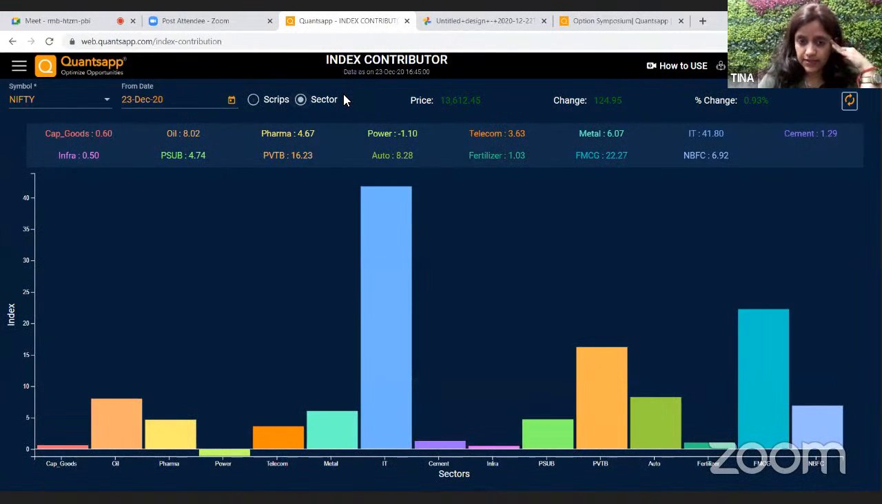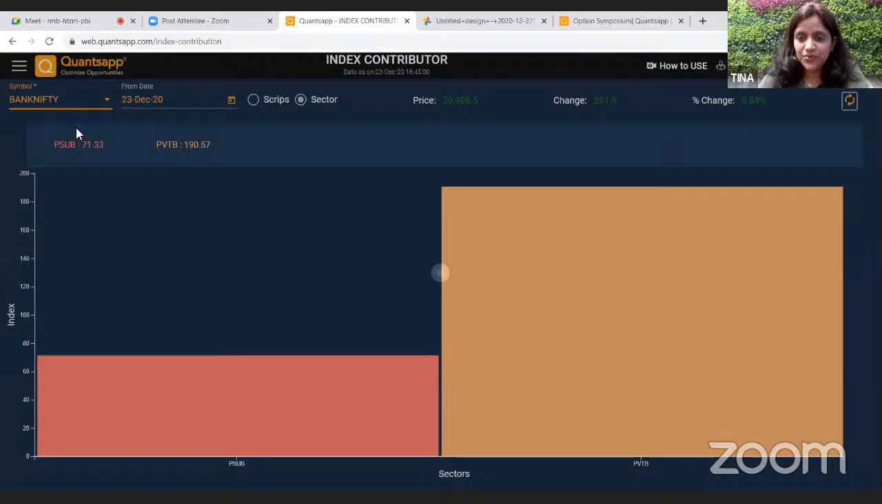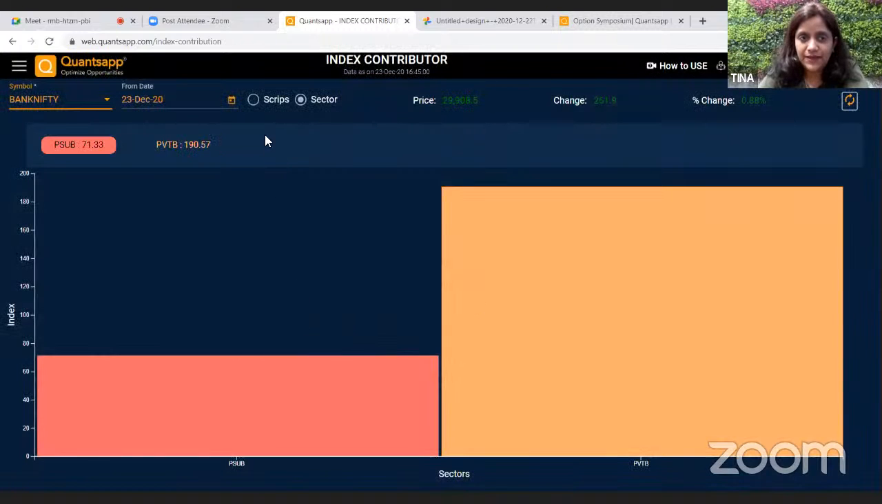Then you can do this by sector and see how the contribution moves. IT was the top gainer: 42 points were contributed by IT, followed by FMCG at 22, then private bank at 16, then auto and oil. Among the laggards, we had only power and hardly anything else. So it was broader market participation, right? Now, for Bank Nifty, there are only two: the private sector banks and the PSU banks.